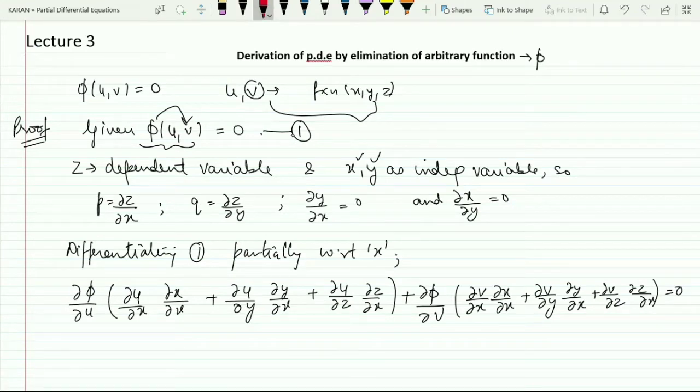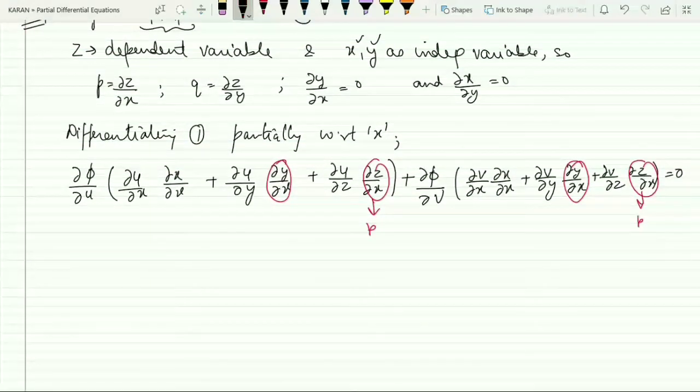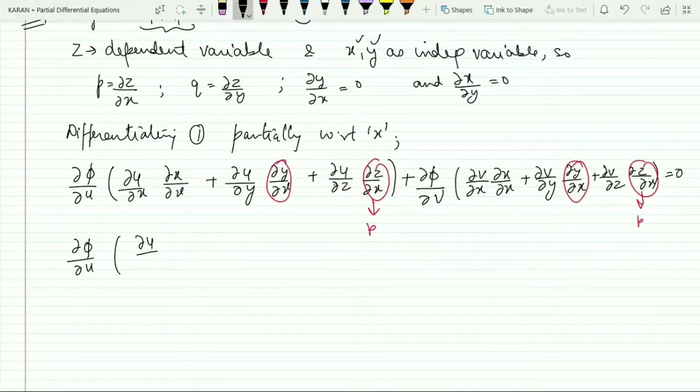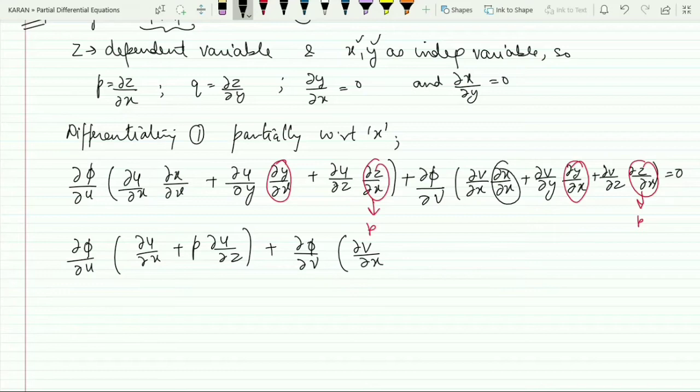Observe one thing, that del y by del x is 0. Similarly del y by del x here is also 0, and del z by del x is nothing but my p. Similarly this thing is my p. So on rewriting this equation, what do we get? We get del phi by del u multiplied with del u by del x plus p times del u by del z, plus del phi by del v multiplied with del v by del x, so this will be 1, plus this is 0, already this is 0, plus del v by del z into p is equal to 0. Now this thing is equal to 0.